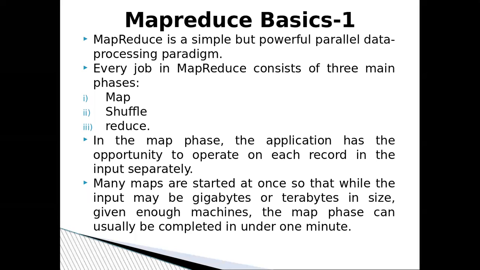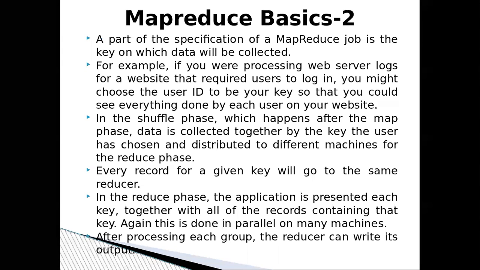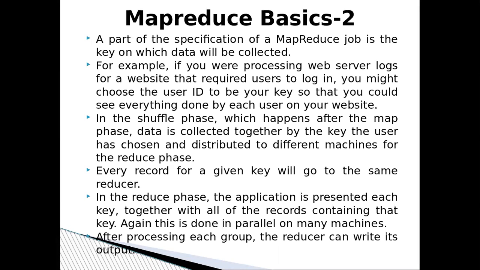That is the idea: in the map phase, you operate on each record in your input file separately. How it is done is that we take some key on the data on which the processing needs to be done. For example, if we are using web server logs for a website, then user ID would be the key. And every record for a given key will go to the same reducer.